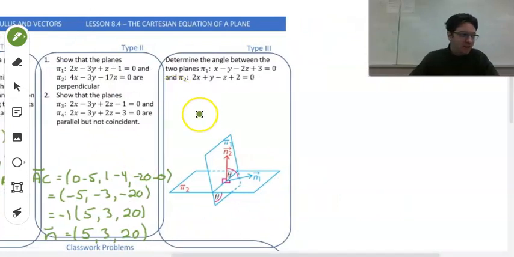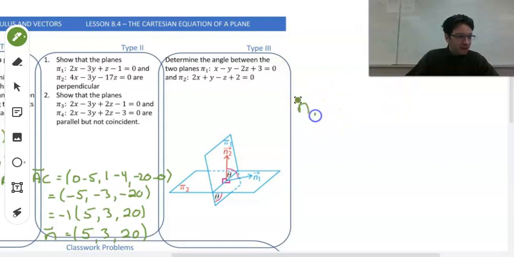So, example 2. The first one says we have 2 planes, so pi 1 and pi 2. Show that they're perpendicular. Now this is where we're going to use the normals to help us. So if the planes are perpendicular, their respective normals are also perpendicular. So I'm going to write this over here.